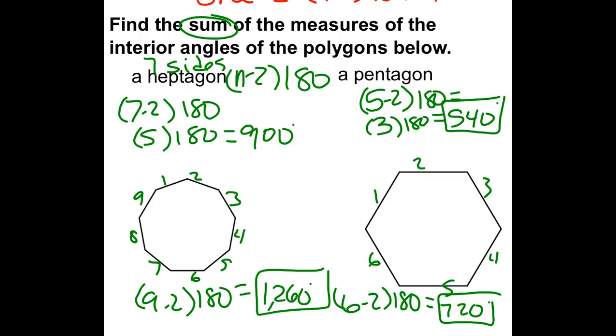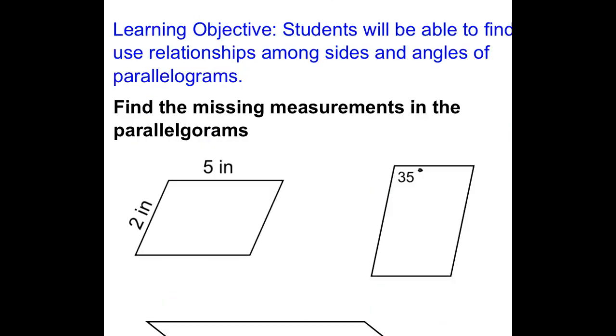A pentagon is 5 sides, so I got 5 minus 2 times 180, got 540. The next one, I counted up the sides, it's a nonagon, so I went 9 minus 2 times 180, got 1260. The next one has 6 sides, which is a hexagon. 6 minus 2 times 180 is 720 degrees. So that was our first objective.